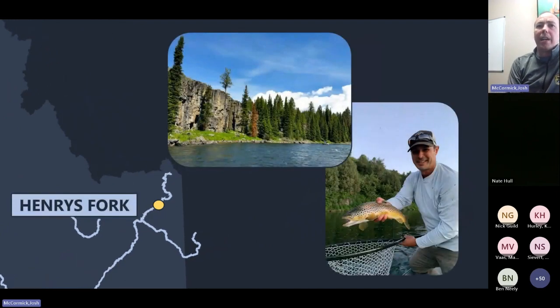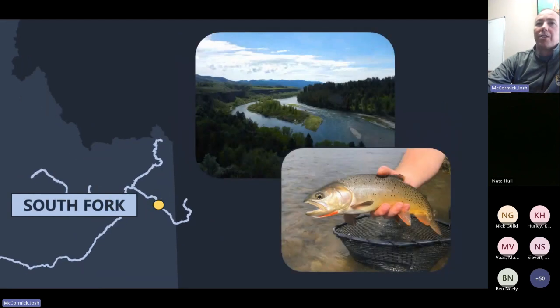We also did the surveys on the Henry's Fork of the Snake River. This is a very popular catch and release, mostly trout fishery. There is a mix of bank anglers and boat anglers there. And we also did the survey on the South Fork of the Snake River. I should mention that we divided the Henry's Fork of the Snake River into 7 different sections, based on the geography of the area and how that breaks up.